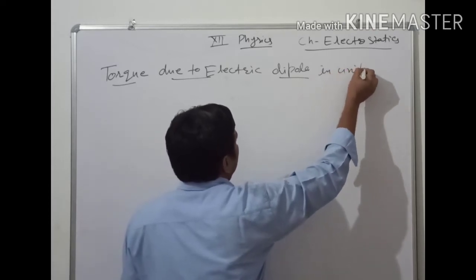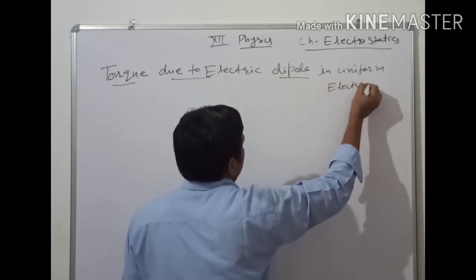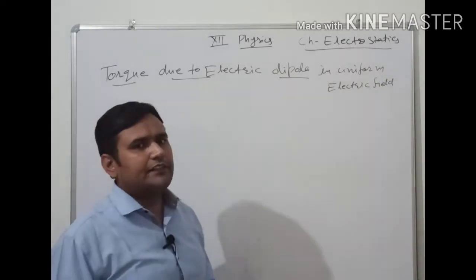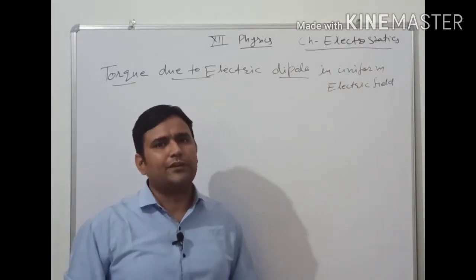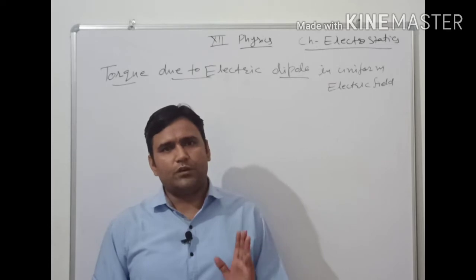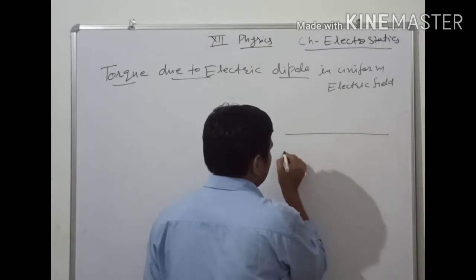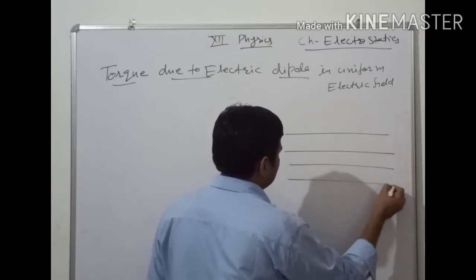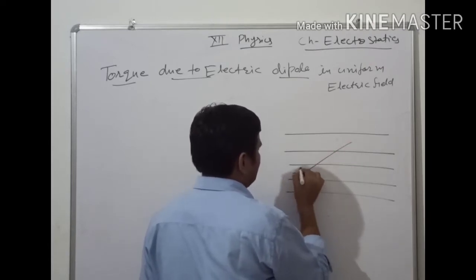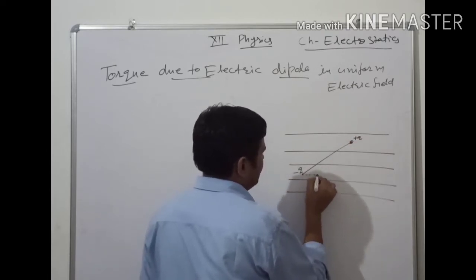When we discussed the electric field, at that moment we already discussed the uniform and the non-uniform electric field. Here we are considering the electric dipole in the uniform electric field. It means this arrangement looks like this. Suppose these are the electric field lines and the electric dipole, with minus q charge here and plus q charge. It is placed at angle theta degree.